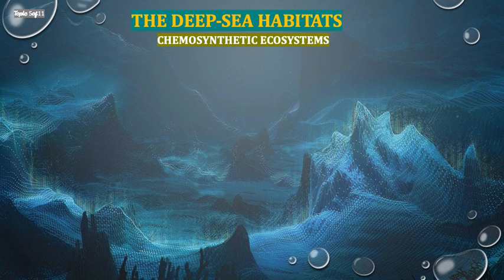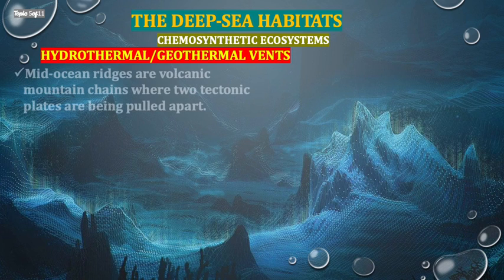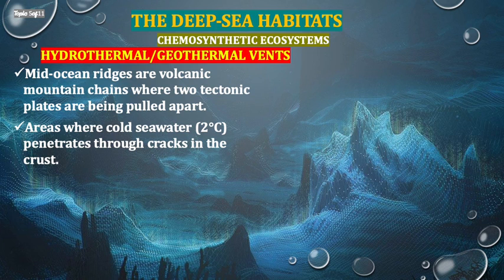Okay, so moving into the chemosynthetic ecosystems in the deep sea. These habitats are simply driven by chemicals, and the marine organisms that thrive here are taking advantage of these chemicals in order to survive. Probably the most popular chemosynthetic ecosystem in the deep sea environment is the hydrothermal vents, or the geothermal vents. So how are they formed and where are they located?